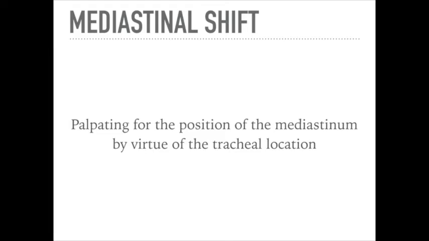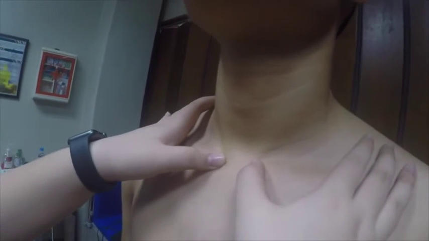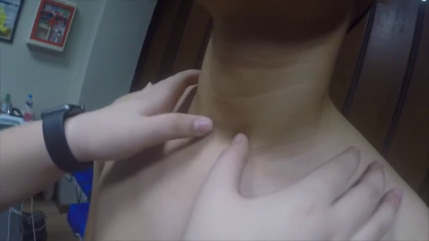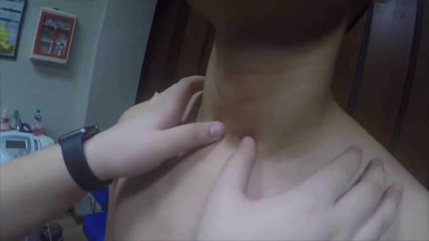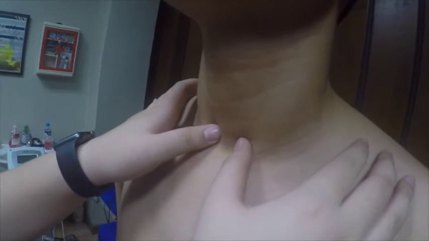Now we move on to the mediastinal shift. Mediastinal shift is palpating for the position of the mediastinum by virtue of the tracheal location. We start by palpating for the sternal notch and then moving upward to find the trachea, to find its position.